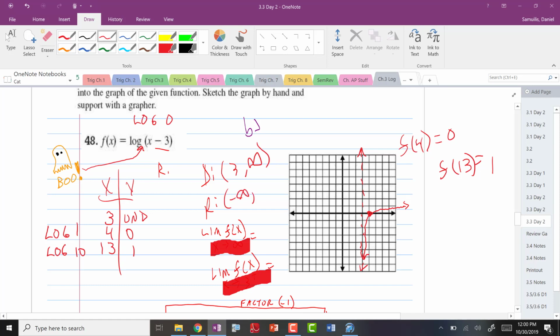The range is always all real numbers. As x goes to infinity, you should figure out very, very, very slowly it still goes off to infinity. It's crazy. And then the graph is going down to negative infinity for y's.